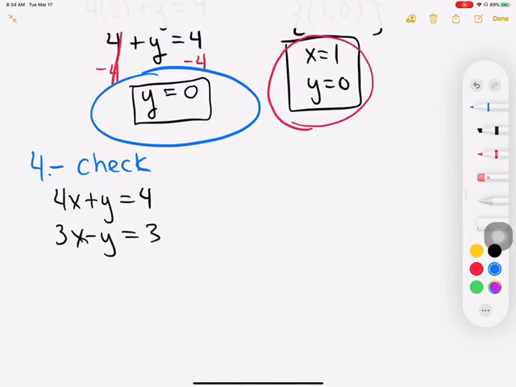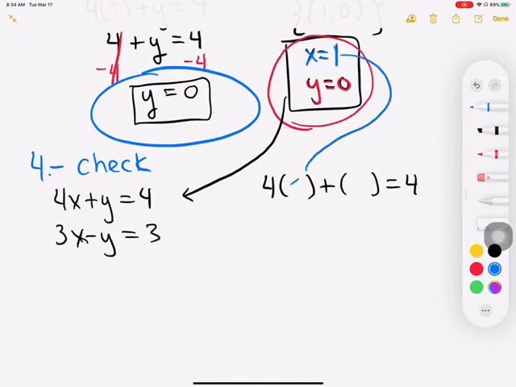So I'm going to plug those values in, right? X equals 1 and y equals 0. I'm going to substitute those values into my first equation. That's x plus y equals 4. So x is 1 and y is 0. If I do PEMDAS to the left side of the equation, that's 4 times 1 is 4 plus 0 equals 4. So those two values for x and y satisfy the first equation. Right? 4 equals 4. Those two numbers have to be equal to each other.